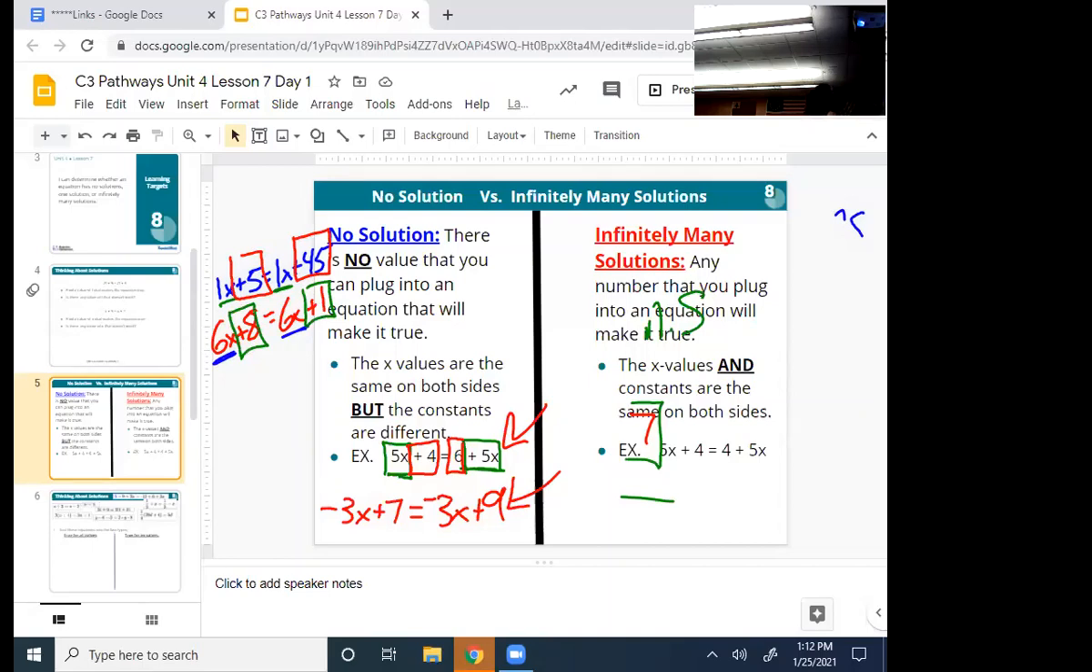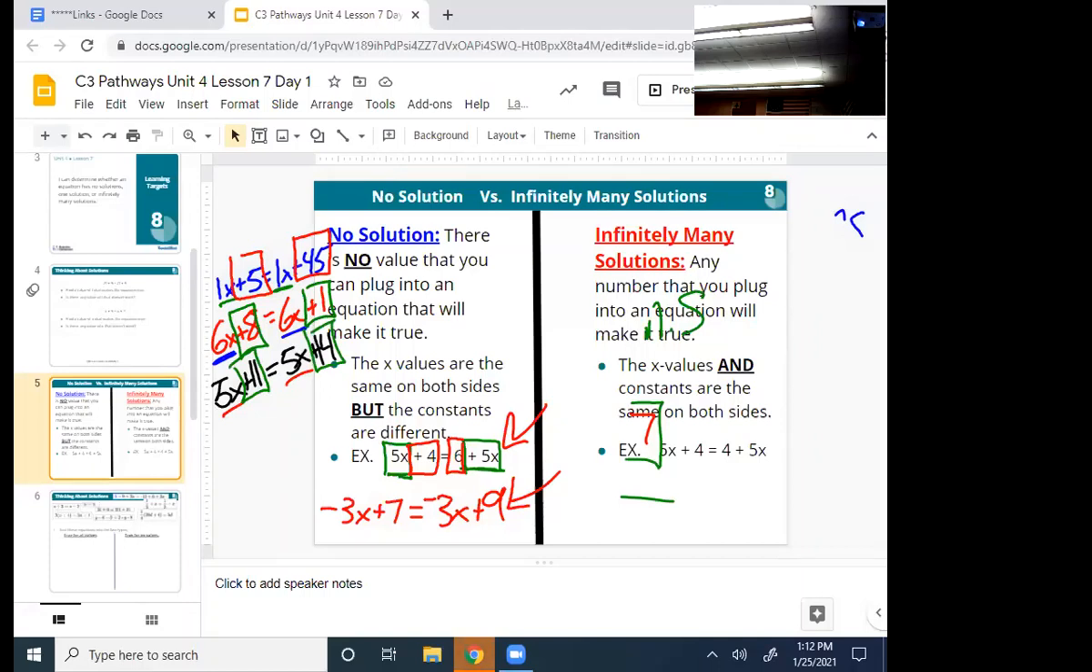Let's see what Sawyer put. Sawyer put 5x plus 11 is equal to 5x plus 14. Nice job, Sawyer. We have the same variables, different constants. Awesome job. We're going to do one more.